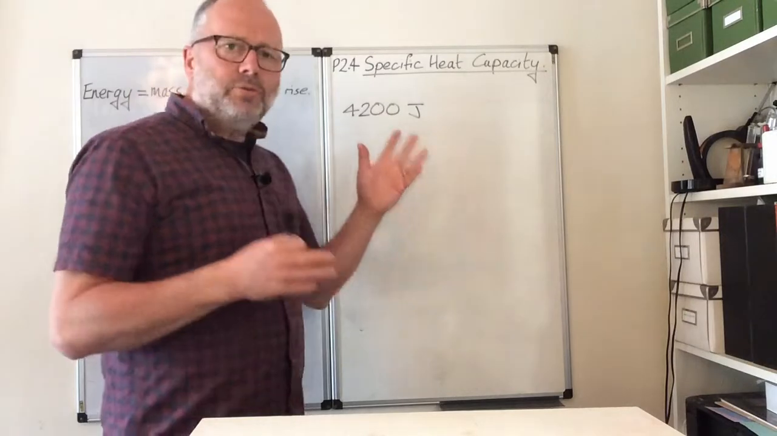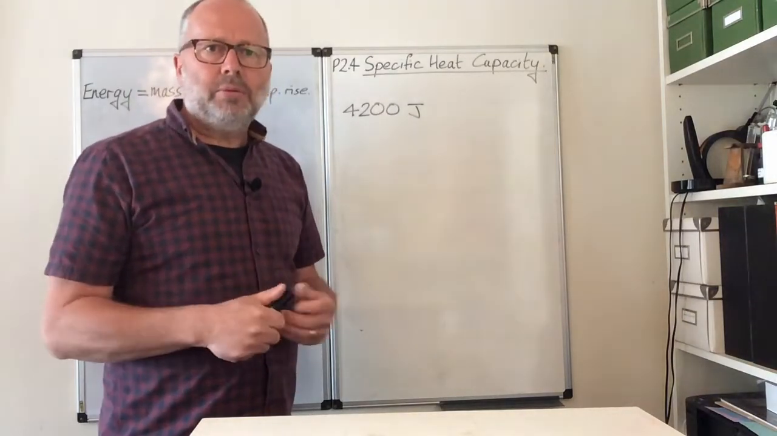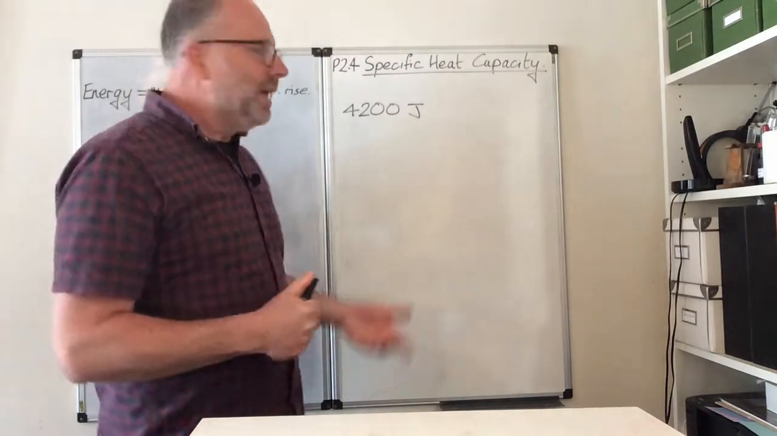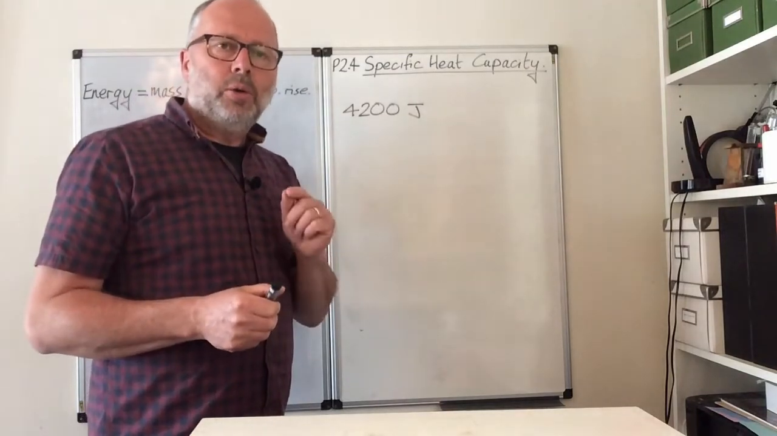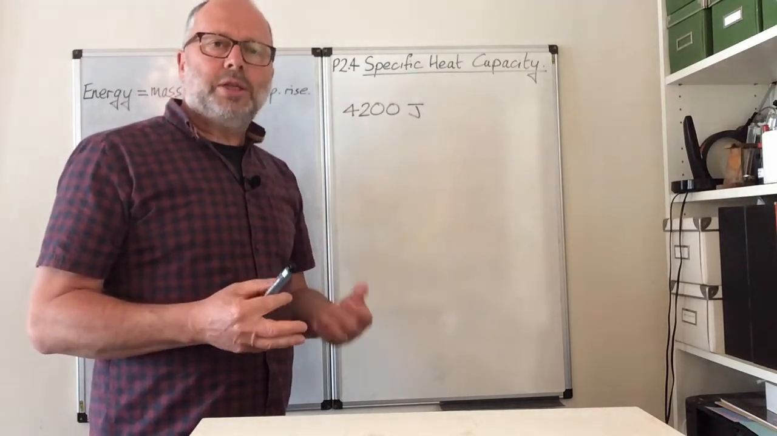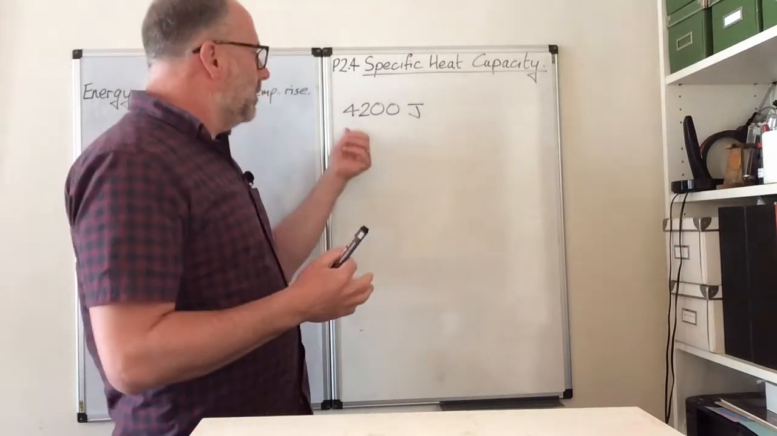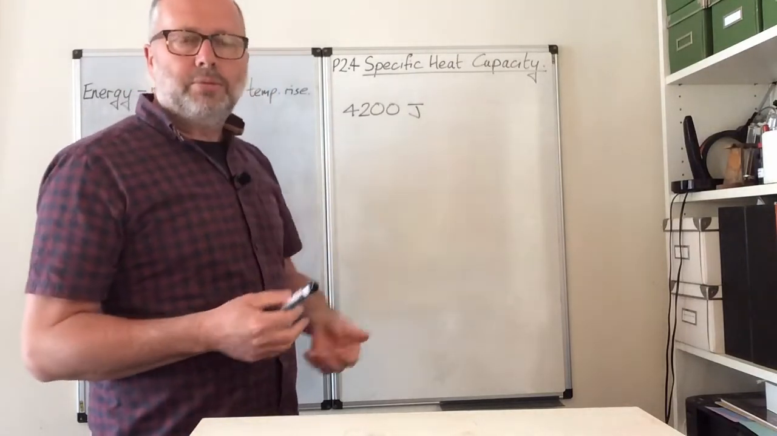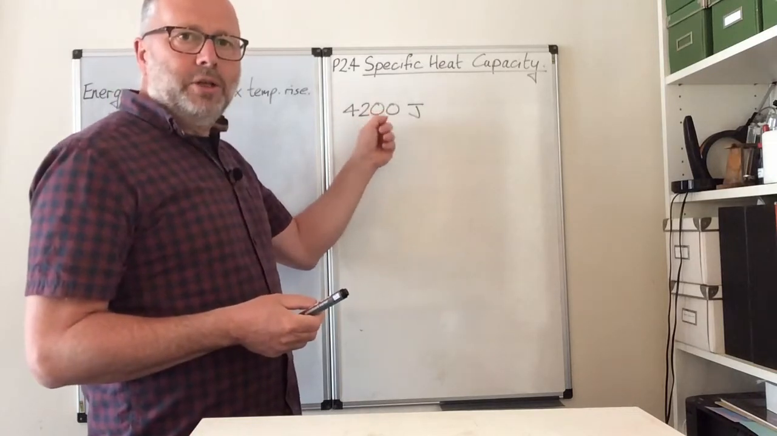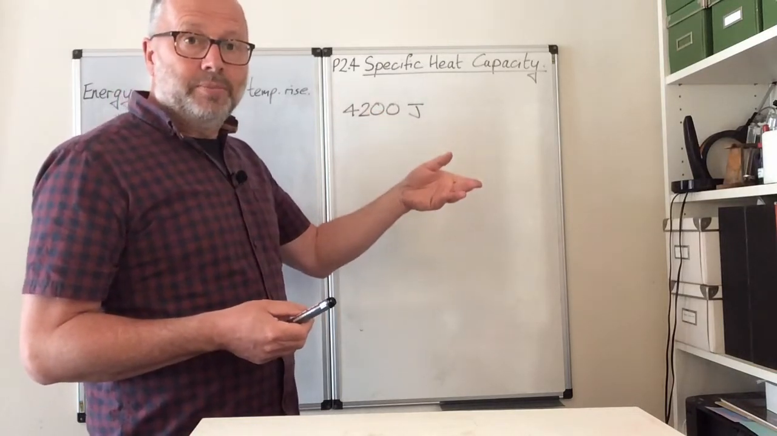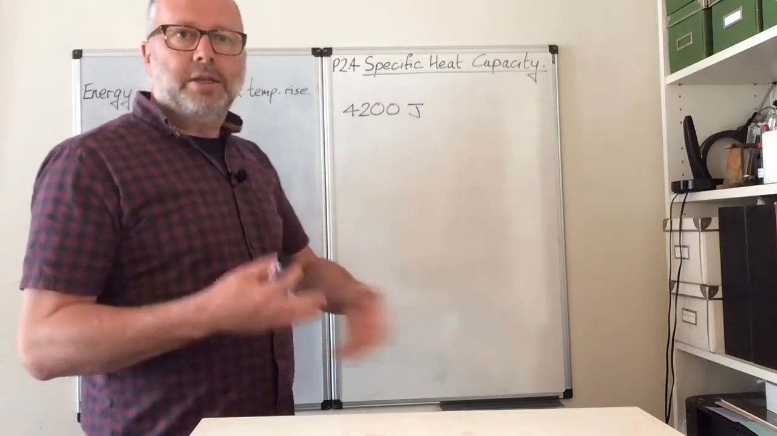And the maths is really straightforward. Some people get confused about it, but it's really straightforward. If it took 4,200 joules to get a kilogram 1 degree hotter, if you wanted to get it 2 degrees hotter, it would just be twice that. It would be 8,400. Again, it's the same thing, it's just twice as much.